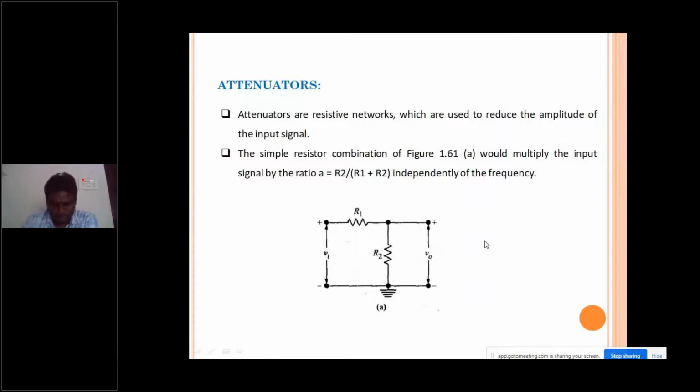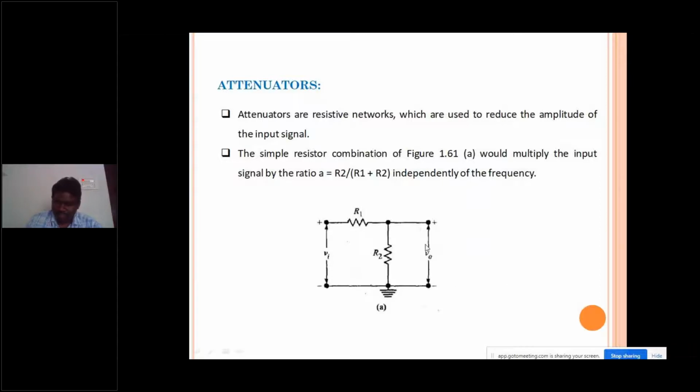So the next topic in this unit is the attenuator. You all know the attenuator. Whatever signal we are applying here, for example, if I am applying a sinusoidal signal as an input to this attenuator, in the output the amplitude of the signal is going to be reduced.